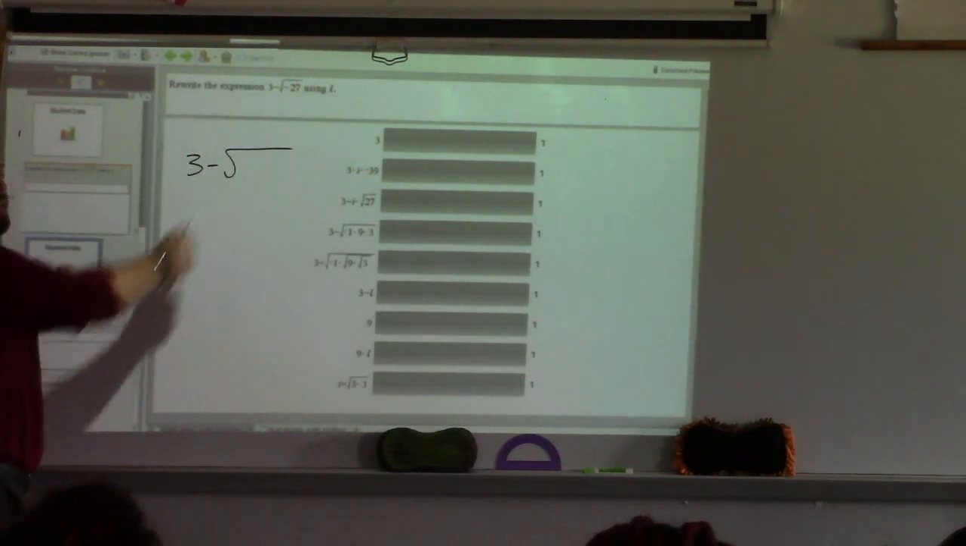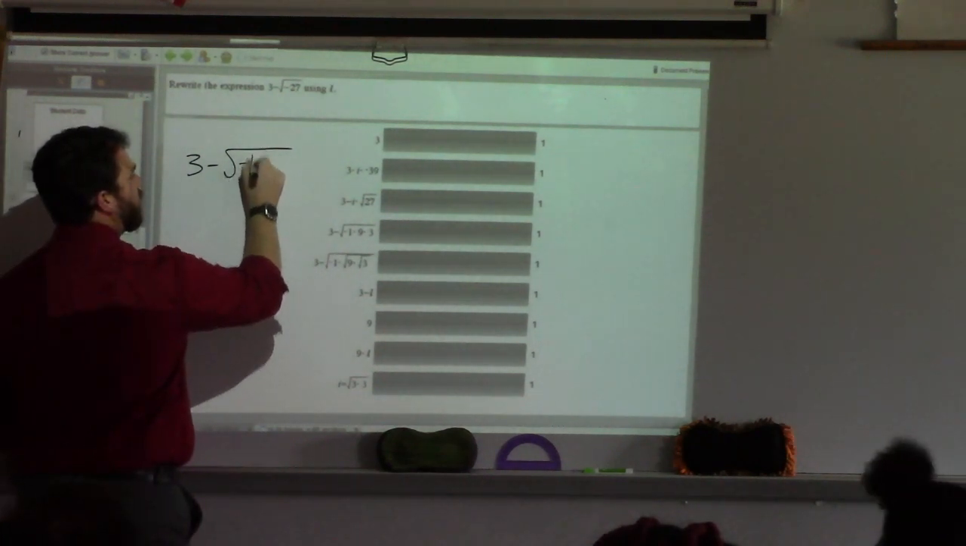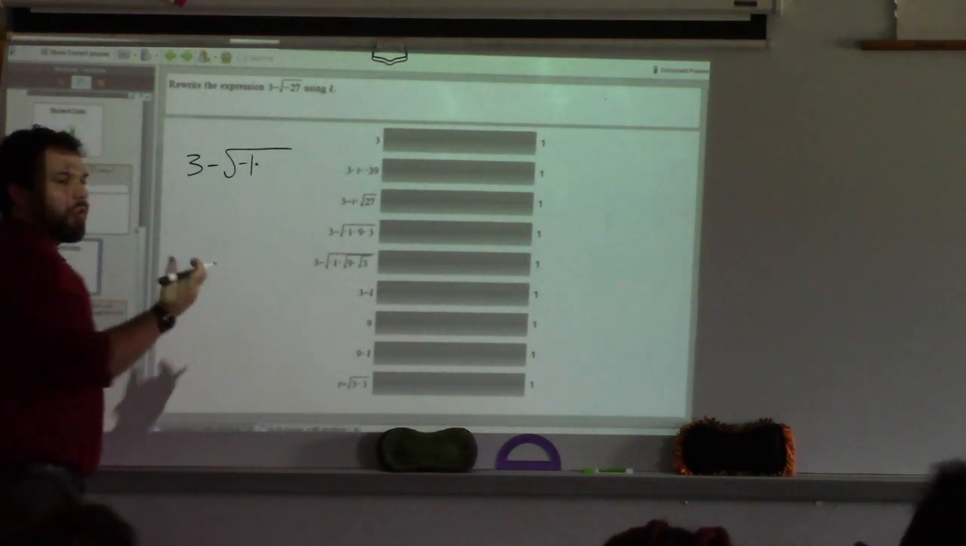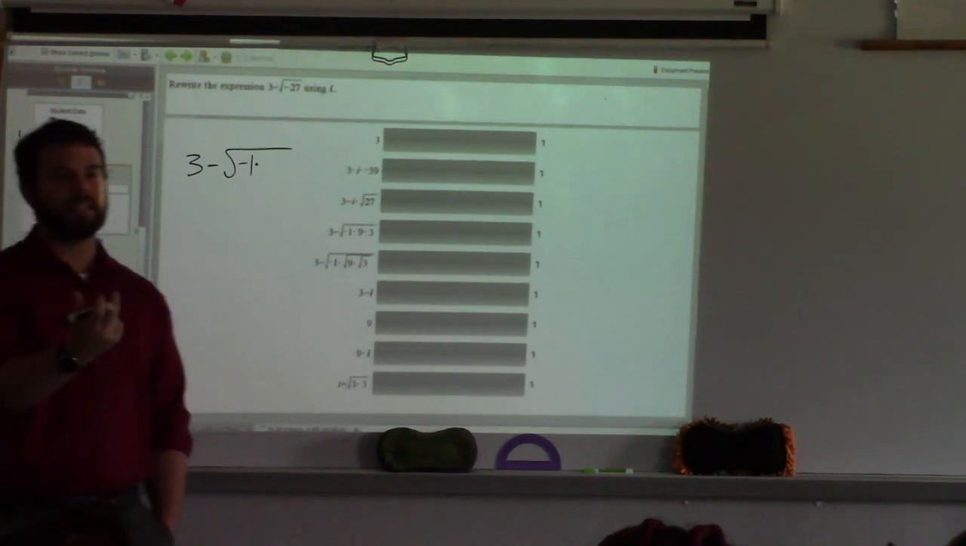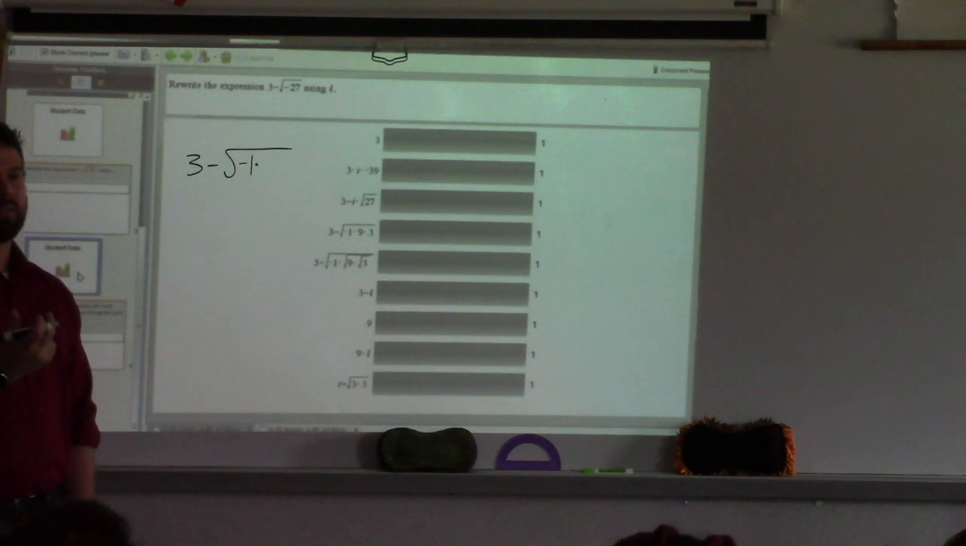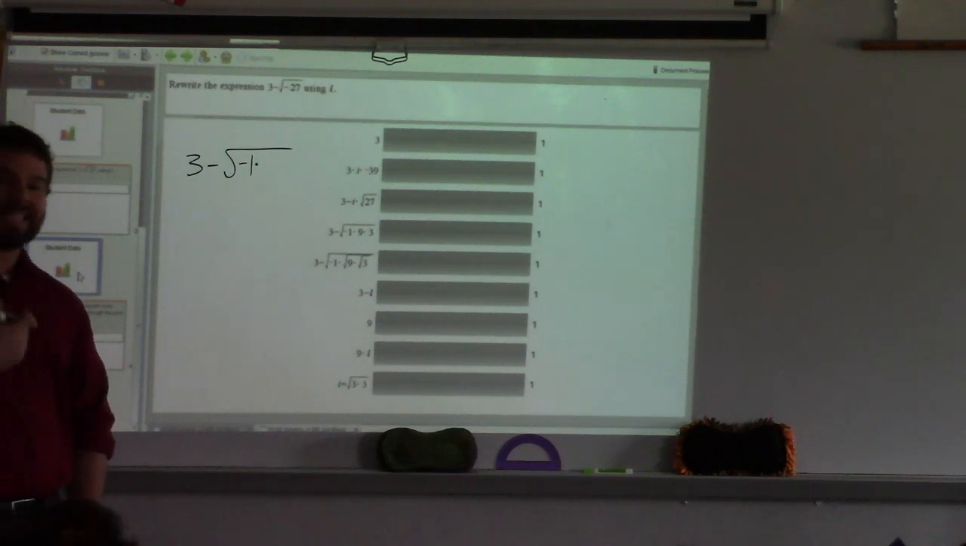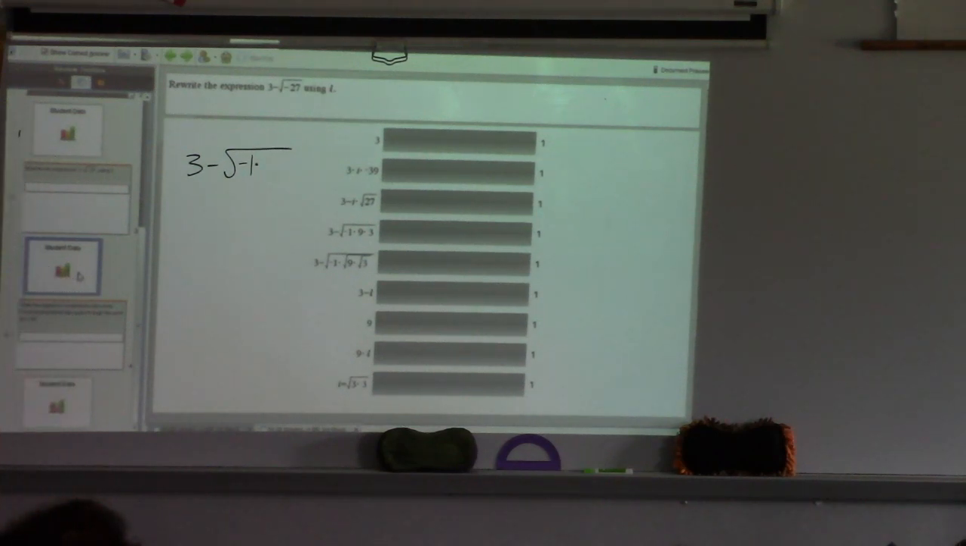What's the first thing I need to do? I need the negative 1. Remember, what I'm looking for, what are those things called that are multiplied together? Starts with an F. Factors. I'm looking for factors. And one of the factors needs to be that negative 1, because what is the square root of negative 1? i. It is i. Okay, so that's one of the factors.